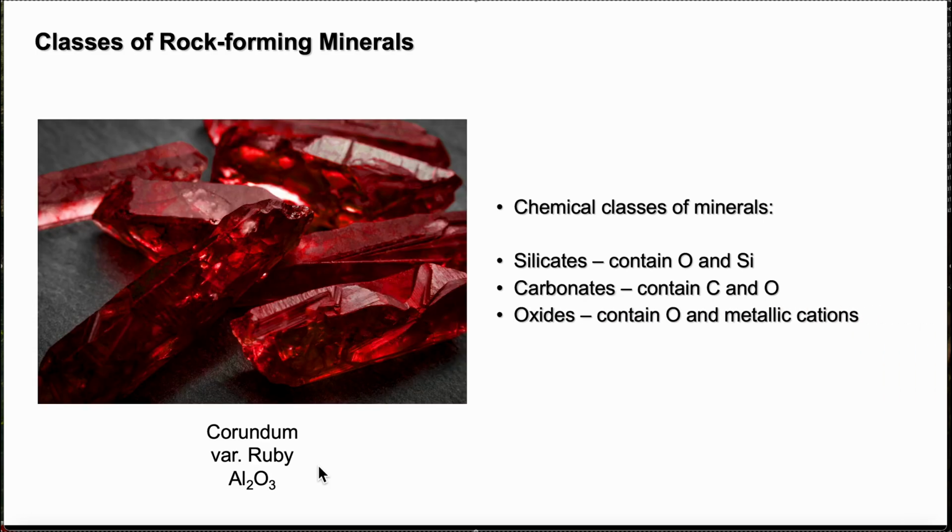Oxides contain oxygen and metallic cations. Our example here is the mineral corundum, and in particular, this is the variety ruby. Sapphire is another variety of the mineral corundum. Very hard, number 9 on the hardness scale. We'll get back to that in a few minutes. This has a chemical formula of Al2O3.